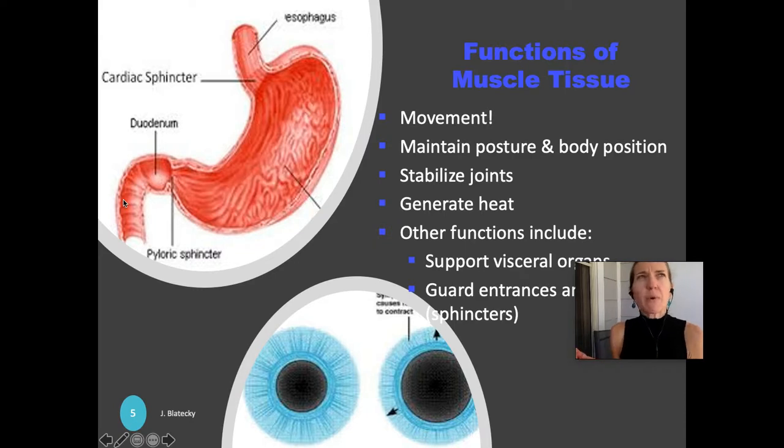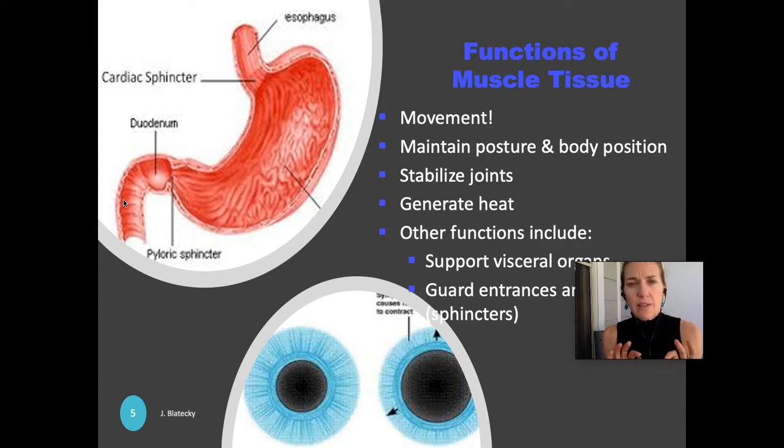So these are some of the key functions that I want you to bear in mind as we talk about muscular tissue. Now, the rest of this video, the rest of my focus on chapter 9 on the muscles is really going to hone in on skeletal muscle specifically.